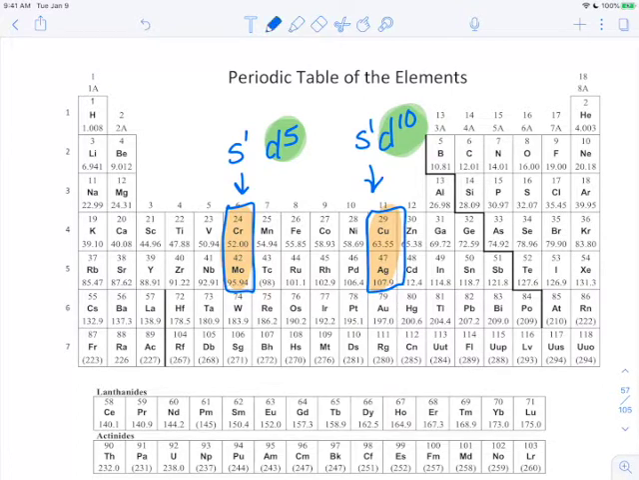All right, so I'm going to talk a little bit about copper, but any questions so far about the 4 irregulars that you need to know? Okay, so let's talk about copper next.